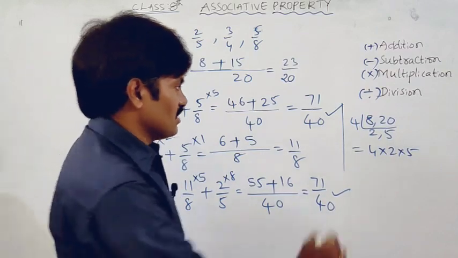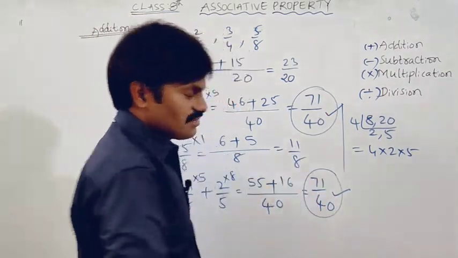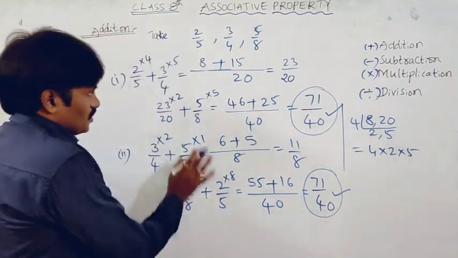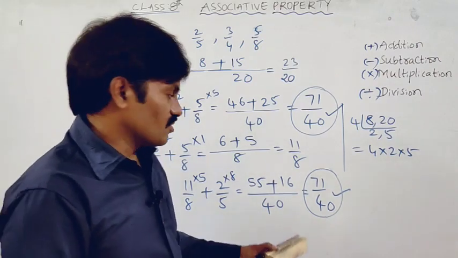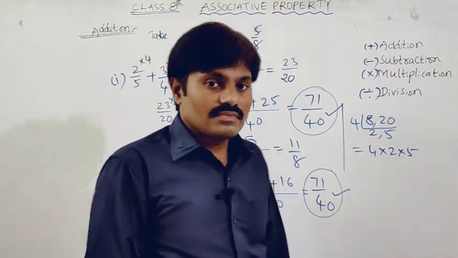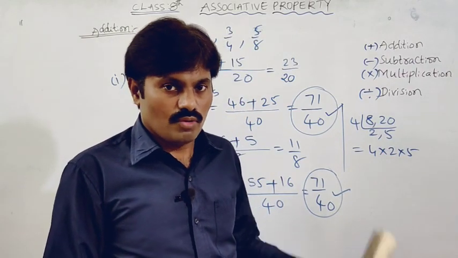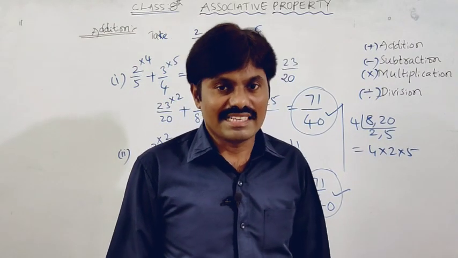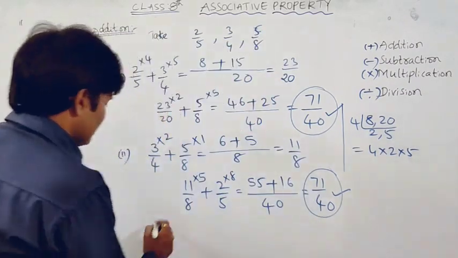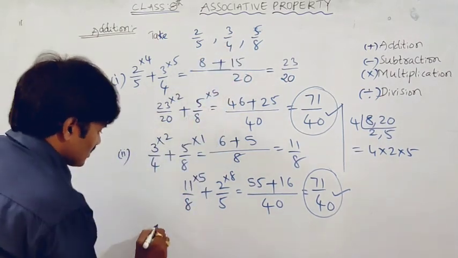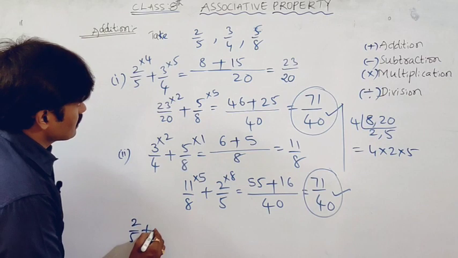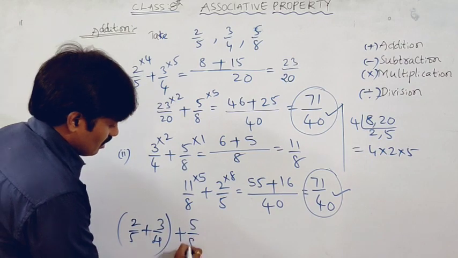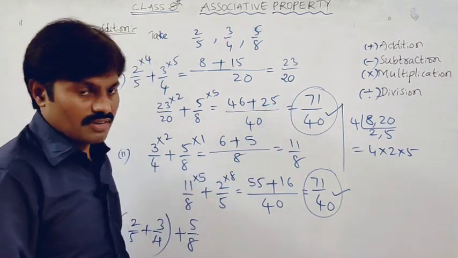Now observe, my dear students, in both the ways, in both the cases, we got the same result. So what can we conclude? Here the associative property holds good. That means addition is associative in the set of rational numbers. So I can write the result like this: first I added these two numbers, 2/5 plus 3/4, and to this result I added the third number. The final answer is 71/40.